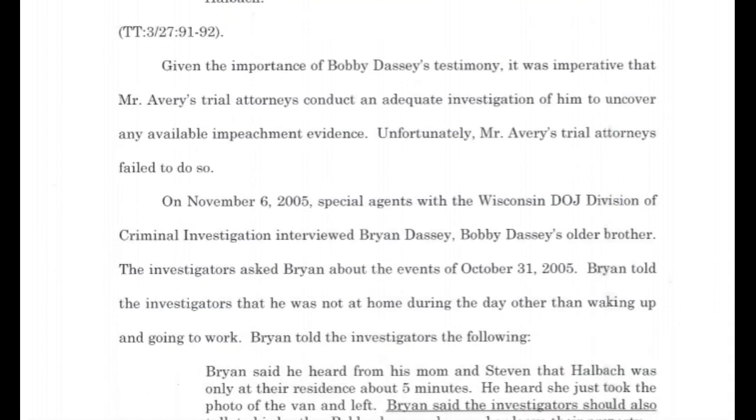Given the importance of Bobby Dassey's testimony, it was imperative that Mr. Avery's trial attorneys conduct an adequate investigation of him to uncover any available impeachment evidence.